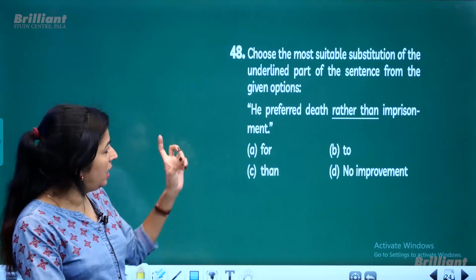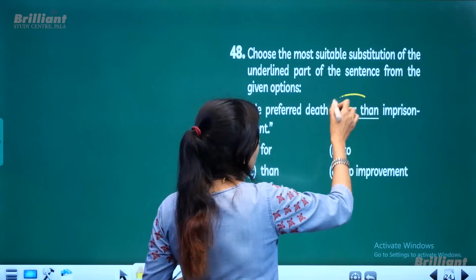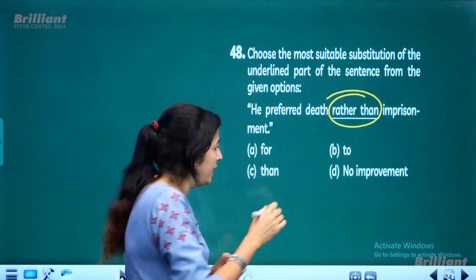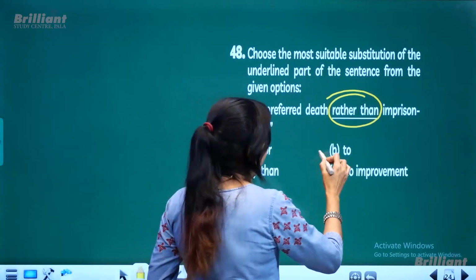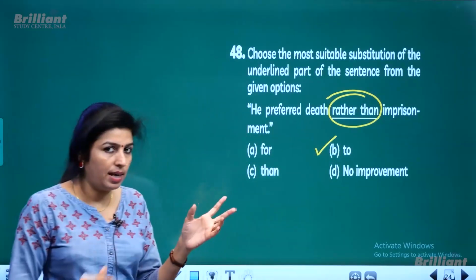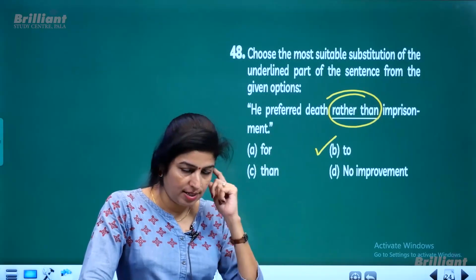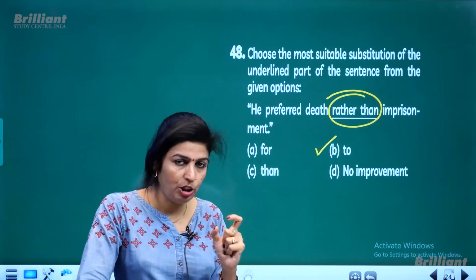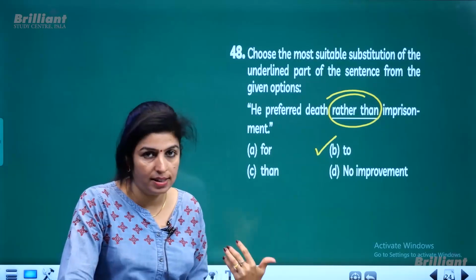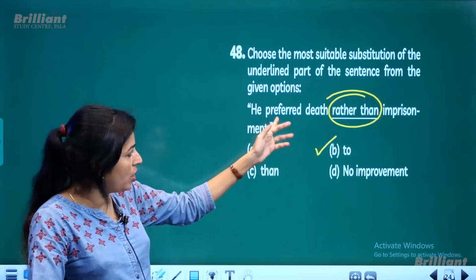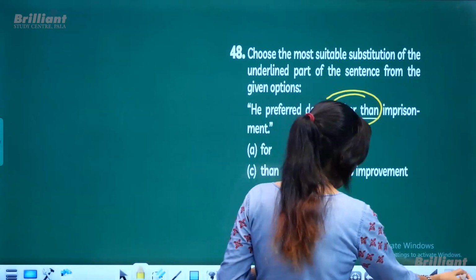Then next is, he preferred death rather than imprisonment. So substitute the words rather than with another option. So, he preferred death to. I guess I might have given you a hint long back in one of the model papers. It was asked as a question with preference. We use not than but to. I prefer coffee to tea. Not coffee than tea, coffee to. So with the word prefer or preference or prefers, you have to use to. This preposition is to be used.